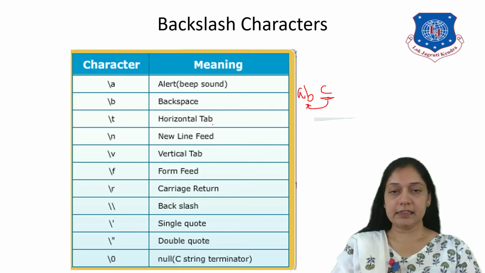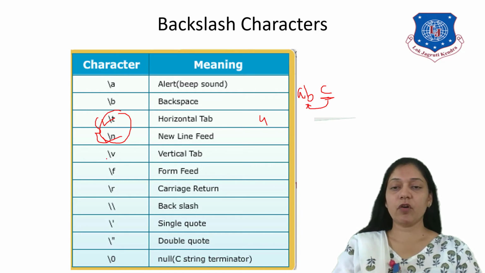\t is for horizontal tab. That is, if you want 4 or 5 character spaces in between, then you can use \t. \n is for new line. If you want to display some specific characters or statements on a new line, you can use \n. These two are very often used in our printf statements. Then for vertical tab, we have \v. All these backslash characters start with a backslash and then a single character. This single character defines a different meaning to your compiler.